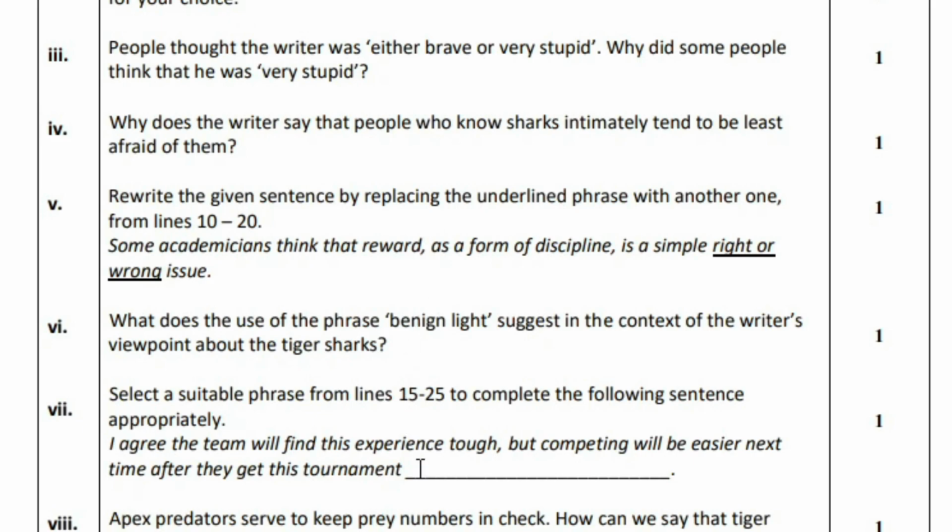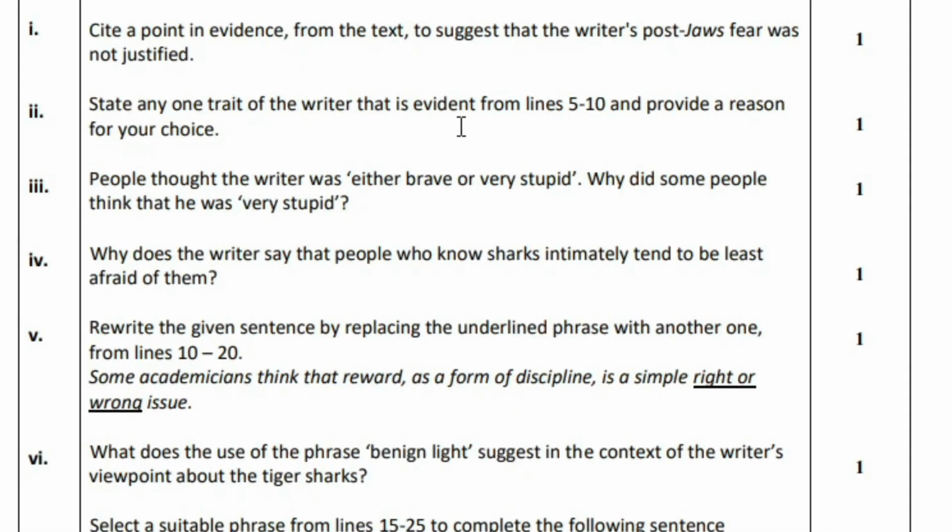So here 9 questions are given. Out of 9 questions you have to write answer to only 8 questions. But let us see what kind of questions CBSE has given in term 2 in English paper. So this is: state any one trait of the writer that is evident from, okay, this is a general question. Then the question: rewrite the given sentence by replacing the underlined phrase with another one from lines 10 to 20. Some academicians think that reward as a form of discipline is a simple right or wrong issue.